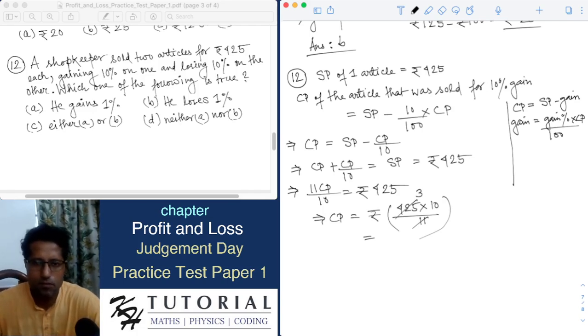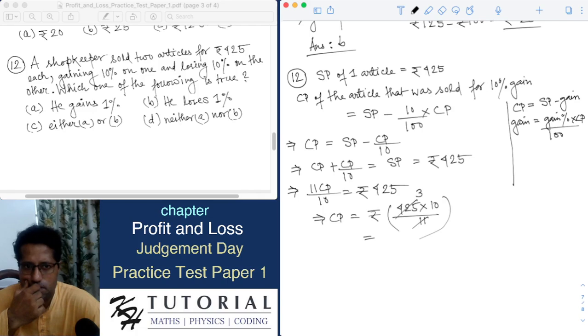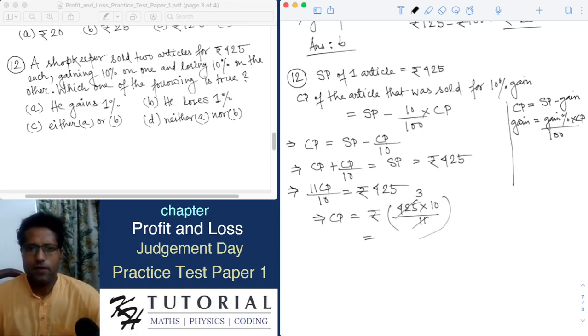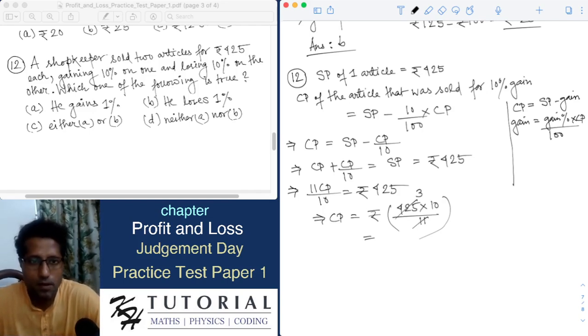Gaining 10% on one and then losing 10% on the other. Which one of the following is true? Now, a shopkeeper sold 2 articles for rupees 425 each, gaining 10% on one. So definitely if gain percent is given and the selling price we know for each article is 425, we can obviously find the cost price of the articles.